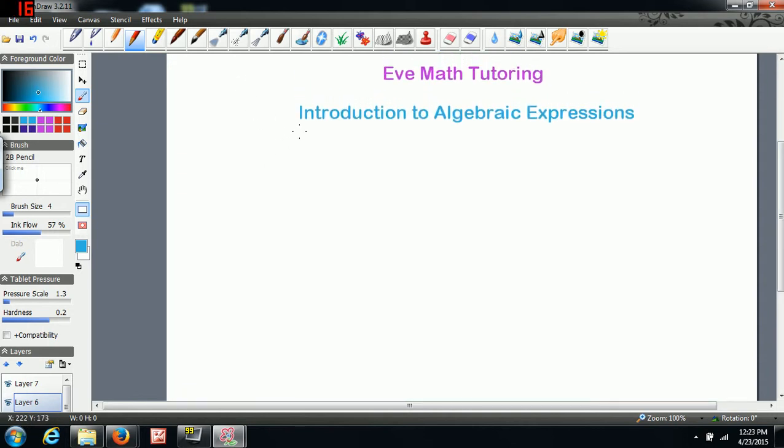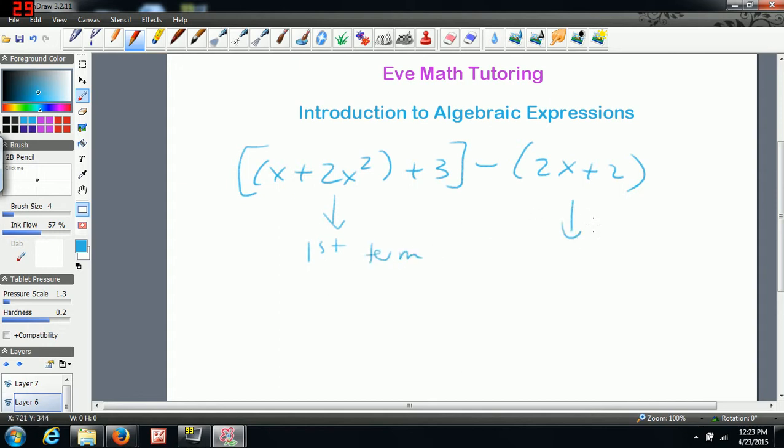Now, if you're given something where you've got x plus 2x squared plus 3 minus 2x plus 2, in this case, because of these bracket groupings, this here is your first term, and this is your second term. That's because of the brackets. They group them together. Okay.